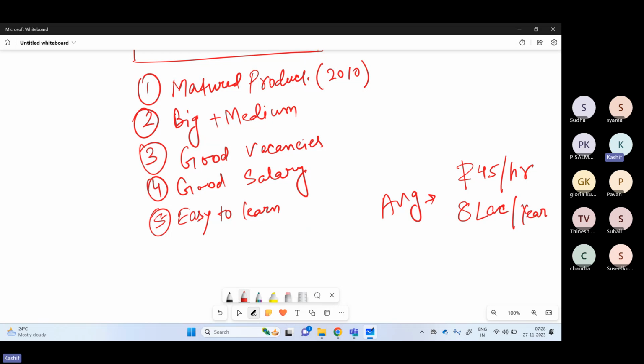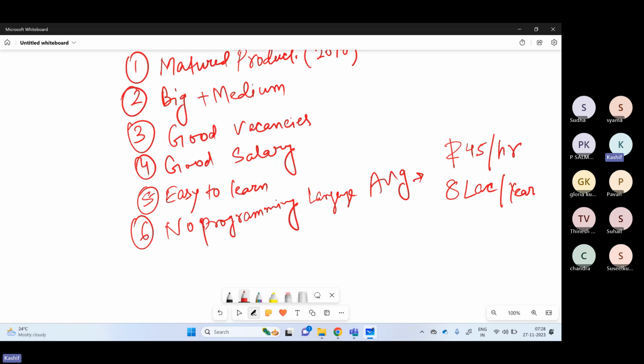So easy to learn. We don't have any programming languages here, no coding. We don't have to learn C, C++, Java, or any other programming language. That makes life easier for those who do not want to go into the coding field, right?